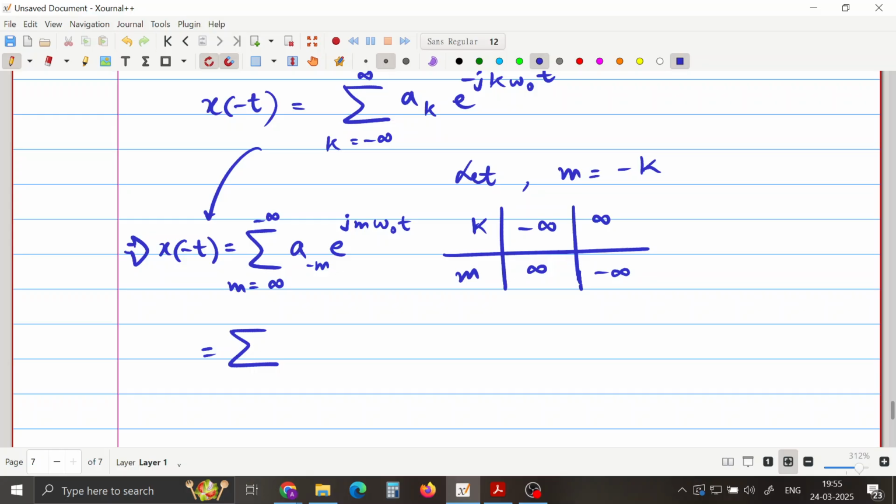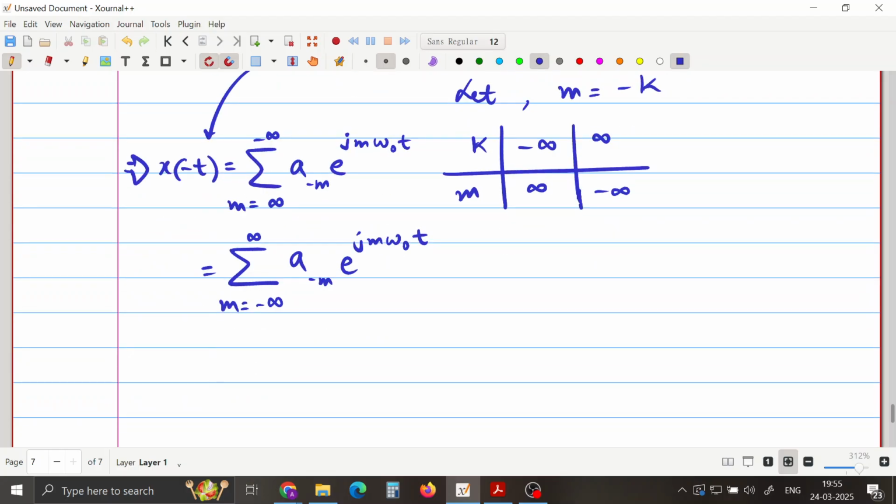So at the end of the day, you are computing the sum of all the Fourier series coefficients. It does not matter from which direction you are taking the summation. So this is the same as m running from minus infinity to infinity, a minus m e power j m omega naught t, right? So yeah.